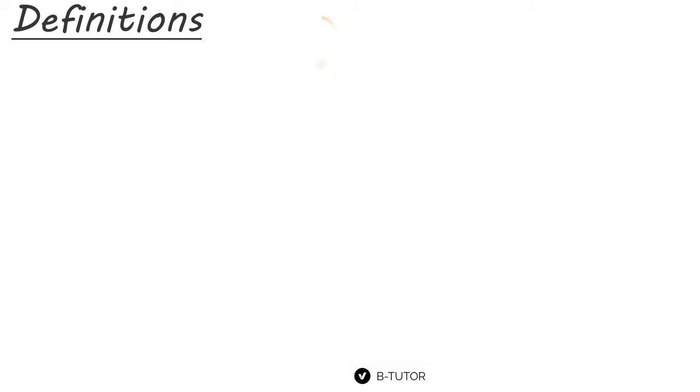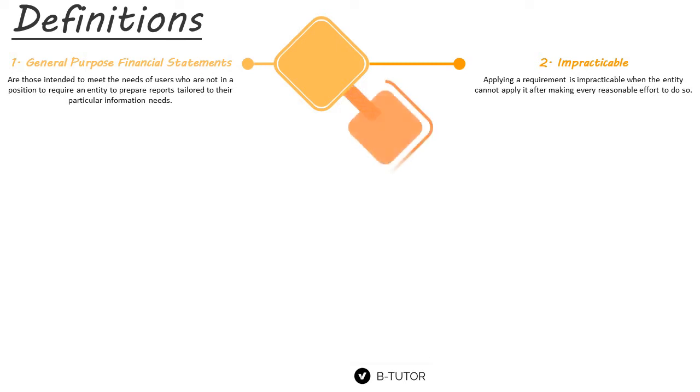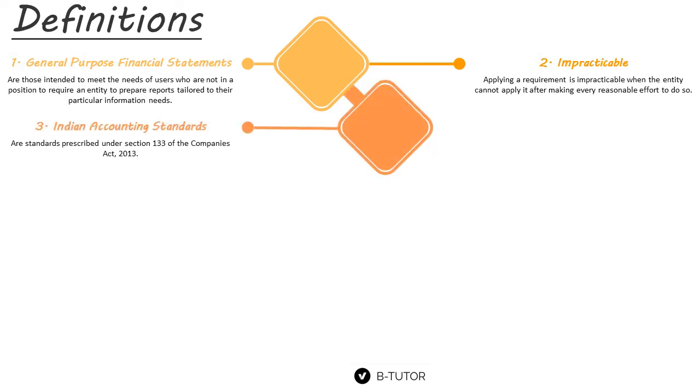Our first topic, second part, definitions. First definition, general purpose financial statements. These are those intended to meet the needs of the users who are not in a position to require an entity to prepare reports tailored to their particular information needs. Number 2, impracticable. Applying a requirement is impracticable when the entity cannot apply it after making every reasonable effort to do so. Number 3, Indian accounting standards.